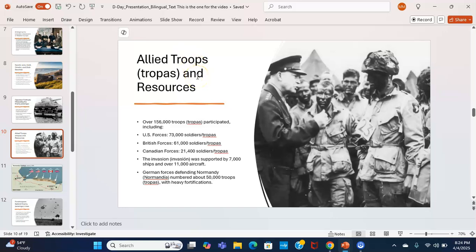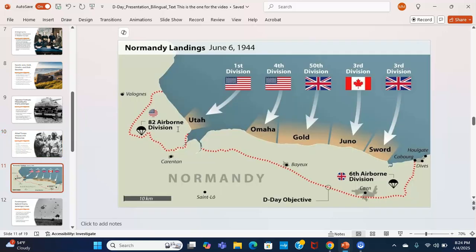Allied troops and resources. Over 156,000 troops, supported by 7,000 ships and 11,000 aircraft, participated in the invasion. The defending German force had about 50,000 troops. We highlight multilingual statistics using bilingual captions and an infographic that will help ELLs learn and understand the main scope of the invasion.